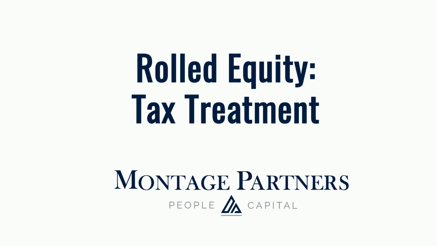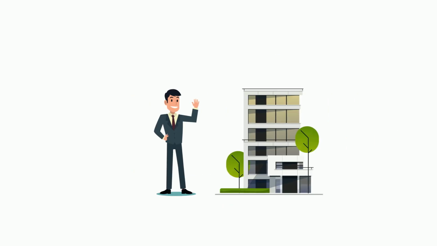In our last video explaining rolled equity, we mentioned that the tax treatment can be favorable for the seller depending on the legal structure of the company and the transaction. While the tax treatment of rolled equity is dependent on the particular facts of the transaction, there are two general scenarios. Let's return to our previous example, where John rolled $2 million of his $20 million sale.